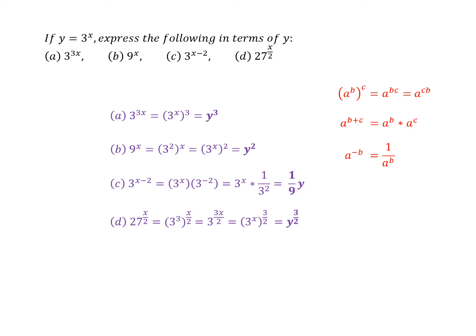The final one here, 27 to the power x over 2, well, I can replace 27 with 3 cubed. Then, using this index law, I'll multiply the powers together to give me 3 to the power 3x over 2, and then I can use that same index law again to split this up into a slightly different form, which gives me the 3 to the x that I want, and then I can replace the 3 to the x with y, so the answer is y to the 3 over 2.